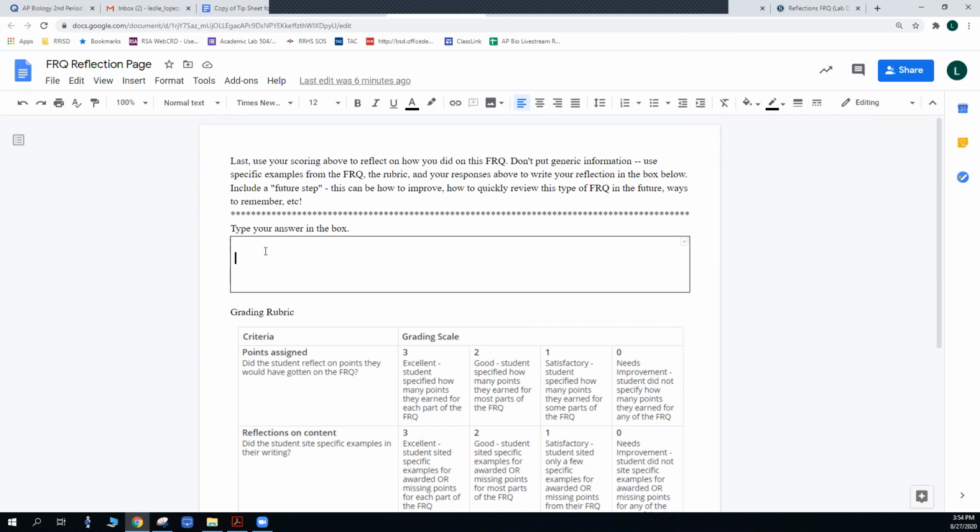Remember, College Board does not accept bulleted lists. So getting a bullet list here will get you 0 points. That is no bueno. You don't want that. So make sure you are writing in paragraph form.